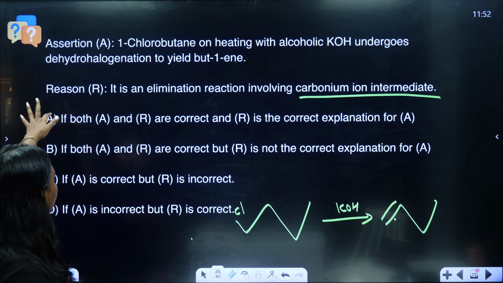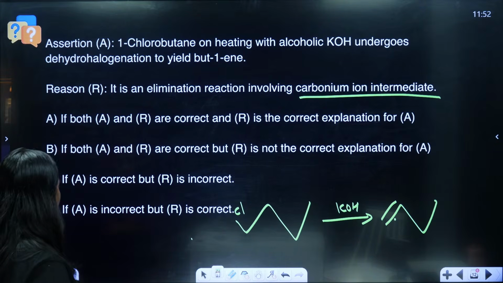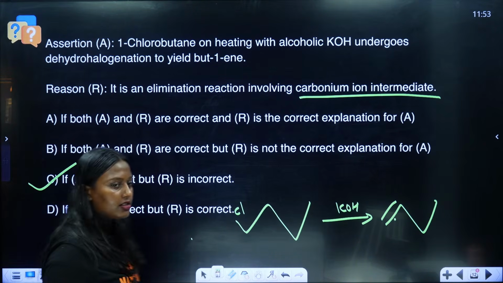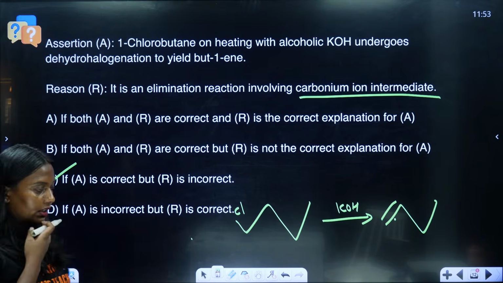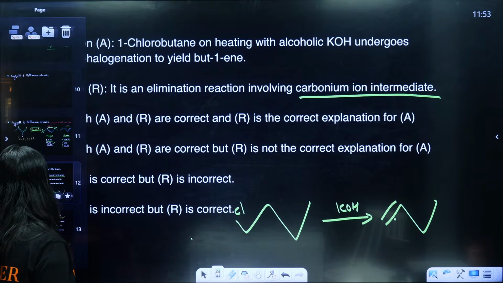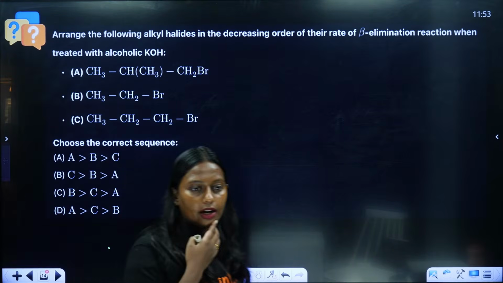So here you can see what the correct answer is. A is correct, R is incorrect. Yes, the correct answer is C. Very good, guys. Yes, C is the correct answer. Clear? Then we are moving to the next question. You can write the question and write the answer.